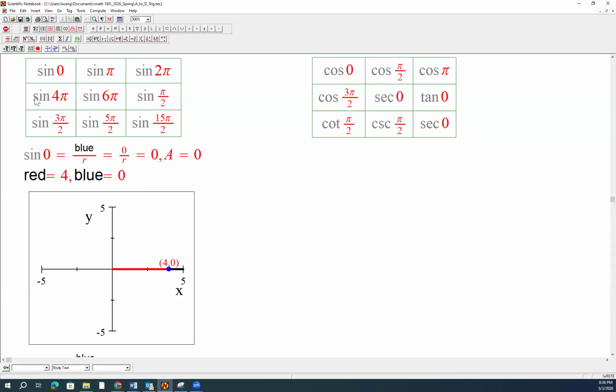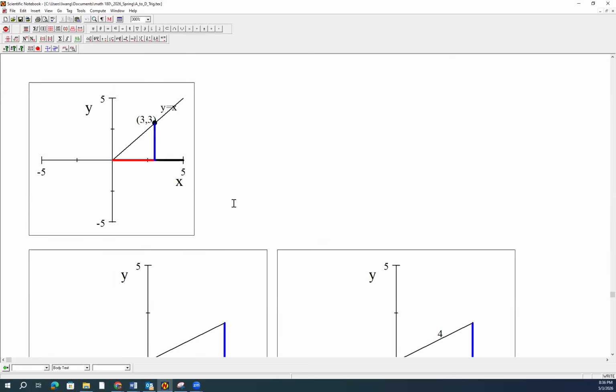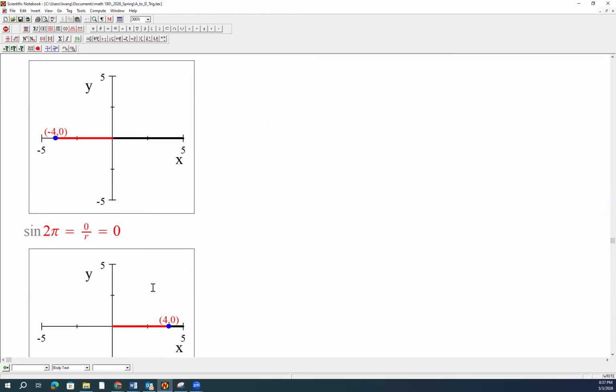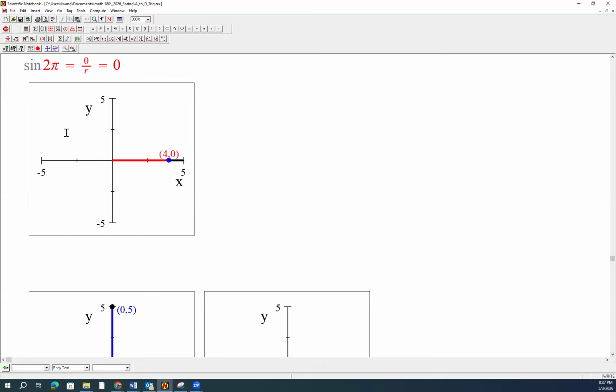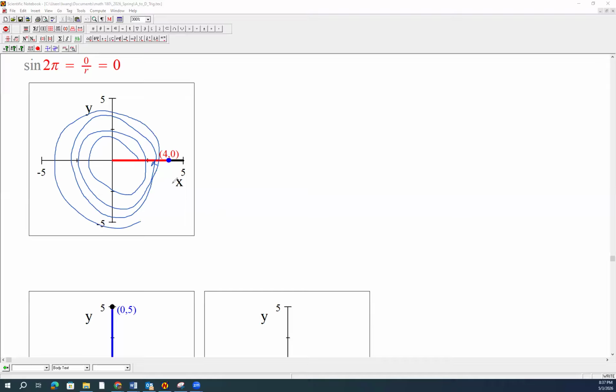Now, let's look at sine 4 pi and 6 pi. Where do 4 pi and 6 pi terminate? Let's do it again. Okay, so this is 2 pi, right? And 4 pi terminates at the same place. How about 6 pi? 2 pi, 4 pi, 6 pi. So sine 4 pi and sine 6 pi both have the same terminal. So they are all going to be 0, because our blue is shrunk to a dot. Okay? Let me clean this up.